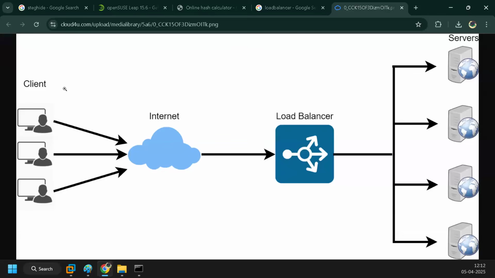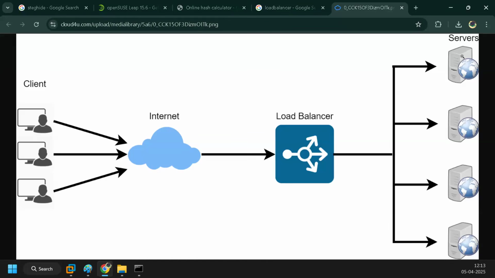On our screen, we have the users, the internet, the load balancers, and the servers. The users will be trying to access the resources present on the server. But if all the traffic gets forwarded to a single server, then after some time the server will go down. It won't be able to provide its services.